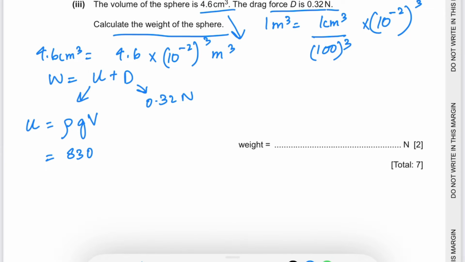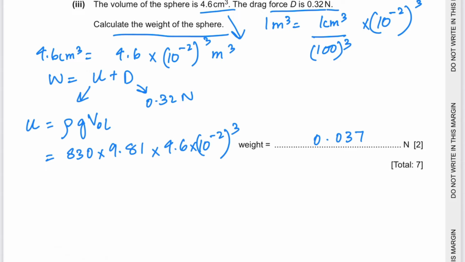And you were given the density of the liquid as 830 kg per meter cube. So there you have 830 times 9.81 times the volume of the sphere, which as we said earlier is 4.6 times 10 raised to negative 2 cubed. And that leaves you with 0.037 newtons. Remember to note your answer in 2 significant figures.